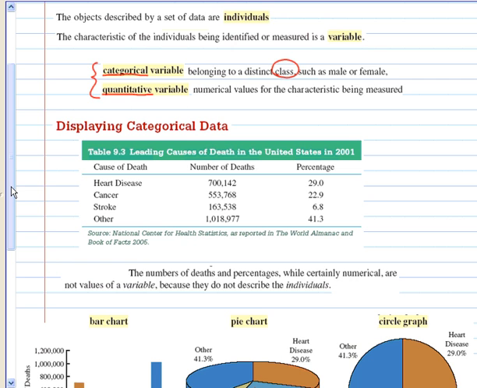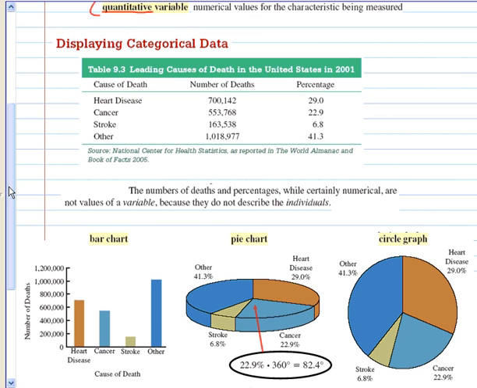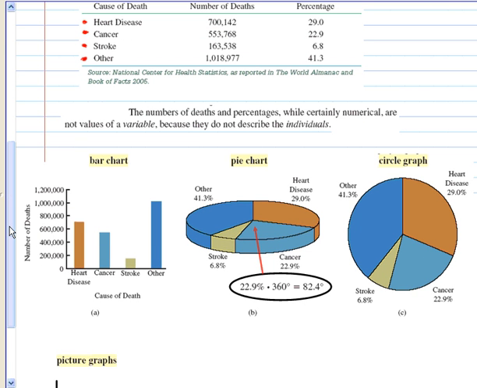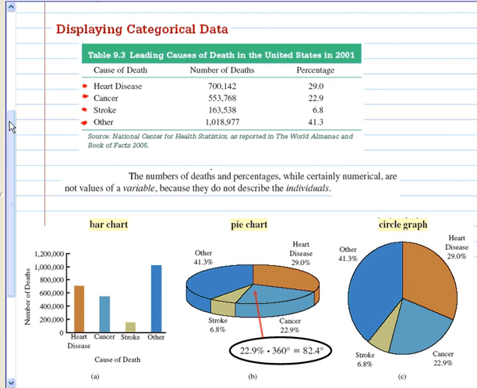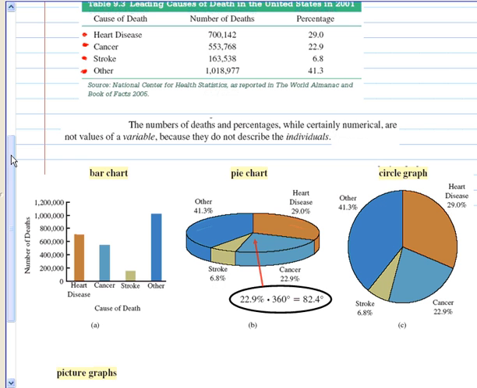The categorical data, like they have right over here, such as diseases, leading causes of death in the United States in 2001. The top three: heart disease, cancer, stroke, and then everything else lumped in there. So this is categorical data. We are having groups based on words or categories. Now let's read this sentence. The numbers of deaths and percentages are certainly numerical, they are numbers, but they are not the values of the variable. The variable is the disease: heart disease, cancer, etc. So it's the disease that describes the individual. You wouldn't say, oh, you died of 29%. That doesn't make any sense. You died of heart disease, or whatever it was.